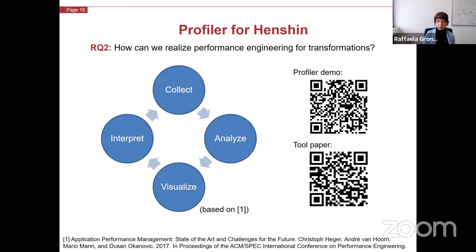And now I'll show you a selection of visualizations our profiler provides. We have two different types of visualizations. One visualization gives an overview of the execution of the whole transformation script. And then there are some visualizations that present information about a single execution of a transformation rule.